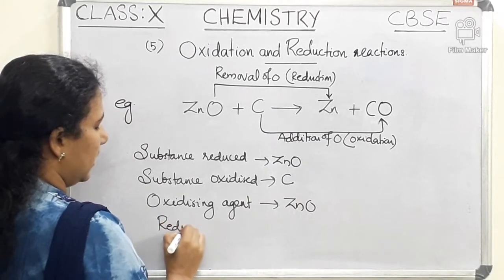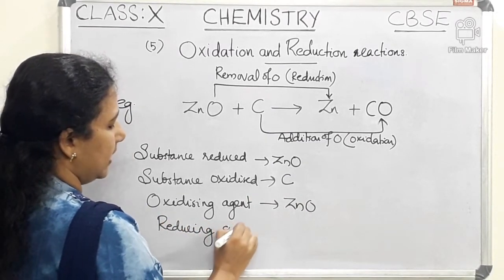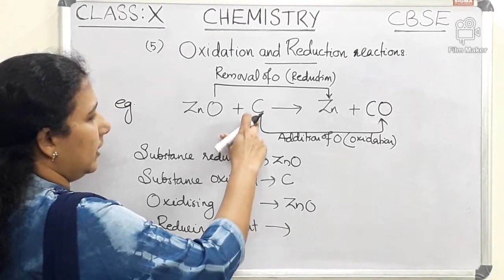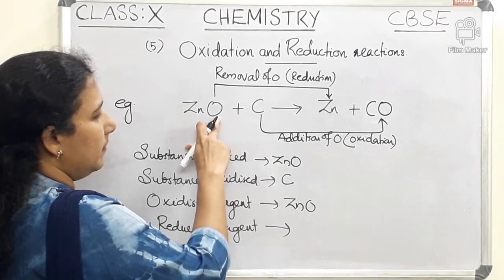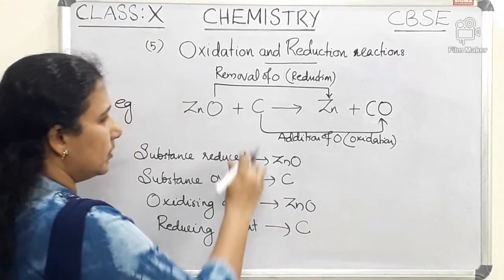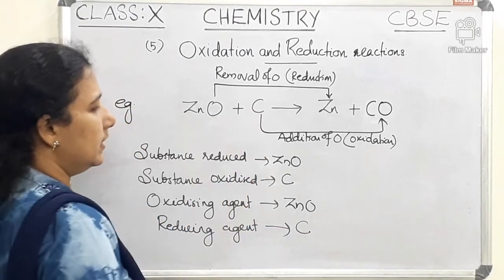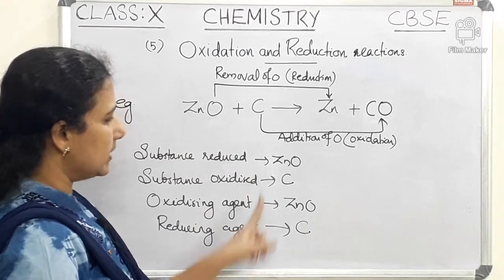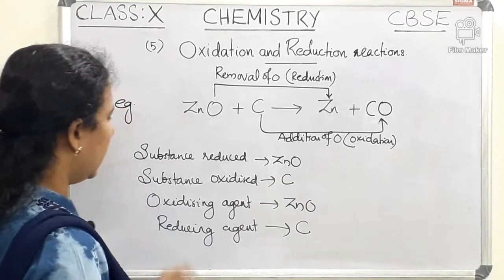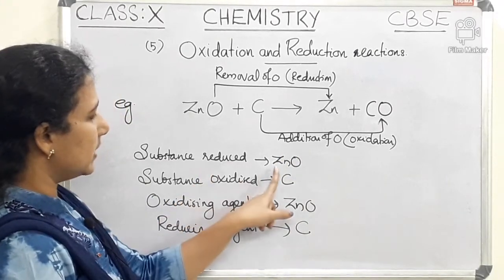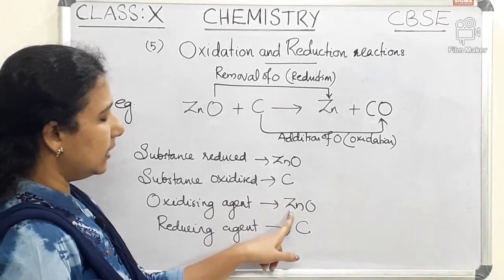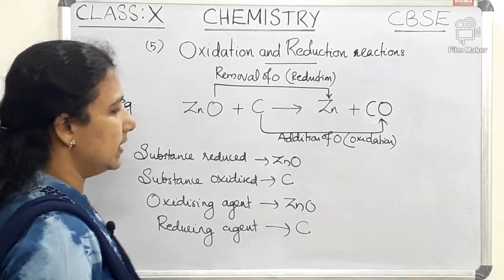And the reducing agent in this reaction, actually carbon removes oxygen from ZnO. So carbon is the reducing agent. The substance that removes oxygen is called the reducing agent. So these are the 4 points to be noted while writing an oxidation reduction reaction. The substance reduced is ZnO, the substance oxidized is C, the oxidizing agent is ZnO, the reducing agent is C.